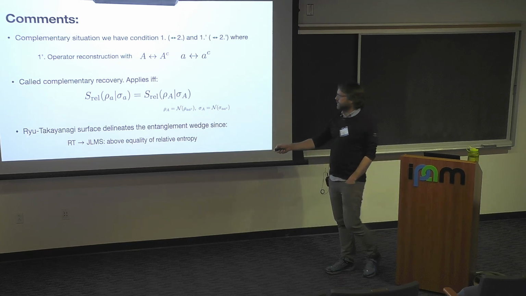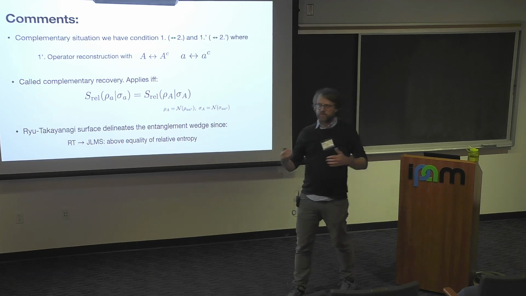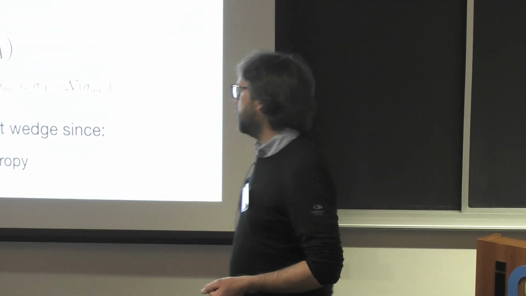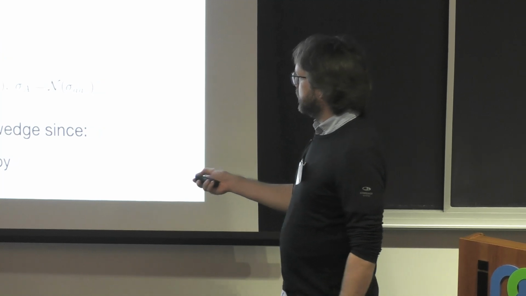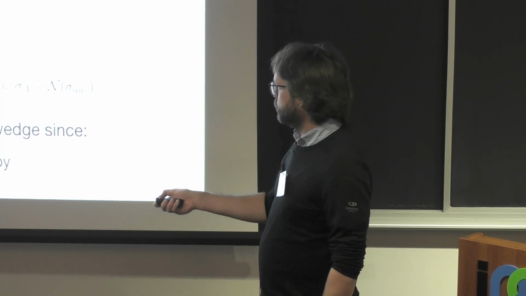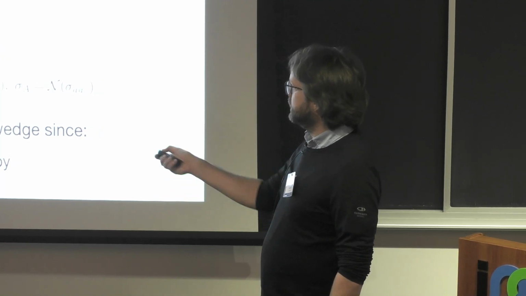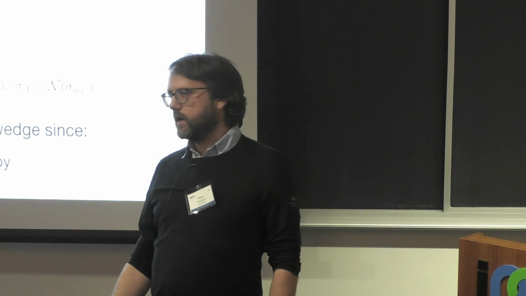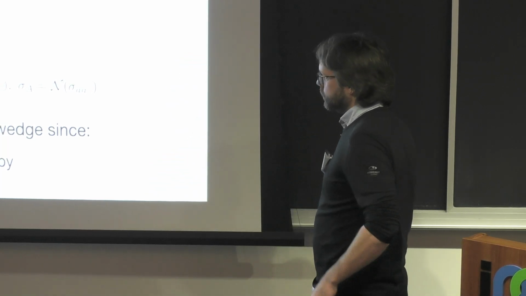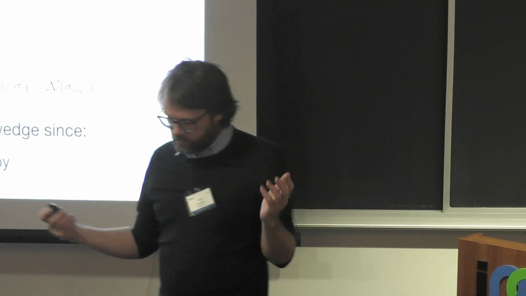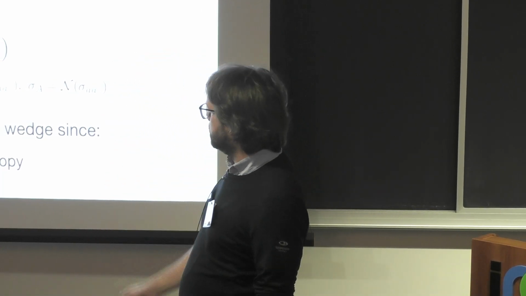And so here we can also see why the Ryu-Takayanagi surface delineates this region. It's because you can show that the Ryu-Takayanagi formula implies this equality of relative entropy, and so from that you derive quantum error correction from this RT surface.